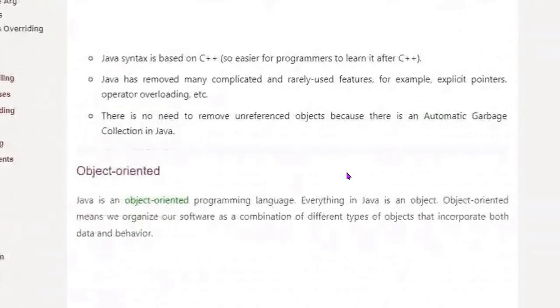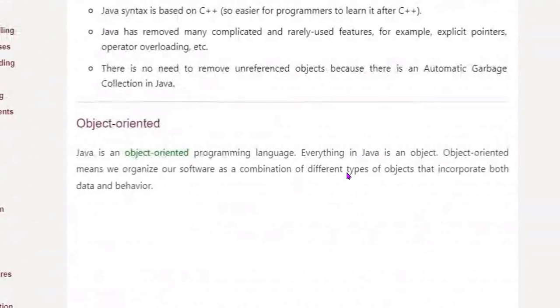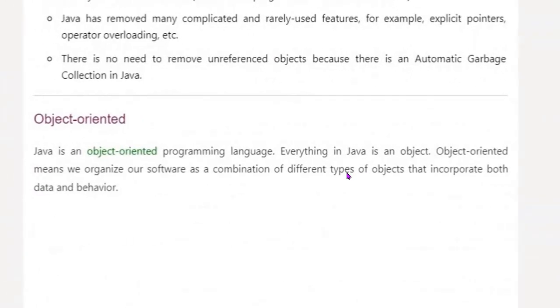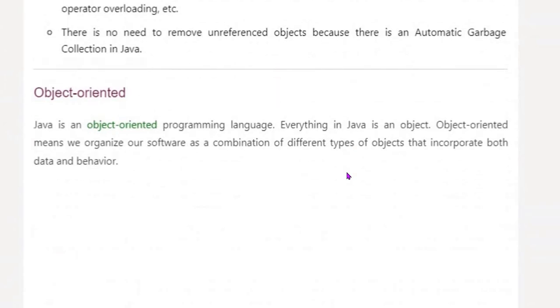Next one is object oriented. We see object oriented is mainly that we get a high security here. It simplifies the software development and maintenance. And also I understood that object oriented means we organize our software as a combination of different types of objects that incorporate both data and behavior. This I understood from object oriented.